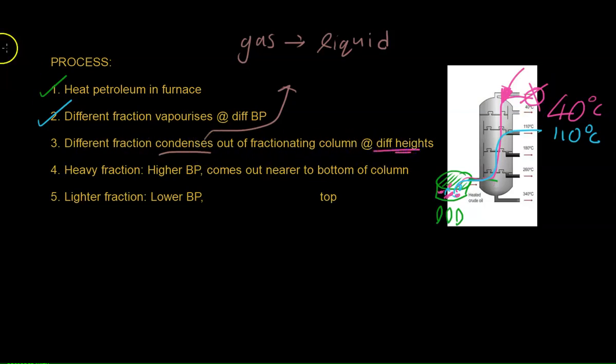Because for example, we take the blue one: it goes through step 1, heat, then vaporizes. Then it condenses here, instead of the part with the pink. It has its own height to be condensed out of, and the rest applies as well. So this is what we mean by different fractions condensing out at different heights. Next one, we'll go into detail. The heavier the fraction, the higher the boiling point, and it comes out nearer to the bottom of the column. If it's lighter, it's a lower boiling point, and it comes out nearer to the top of the column.